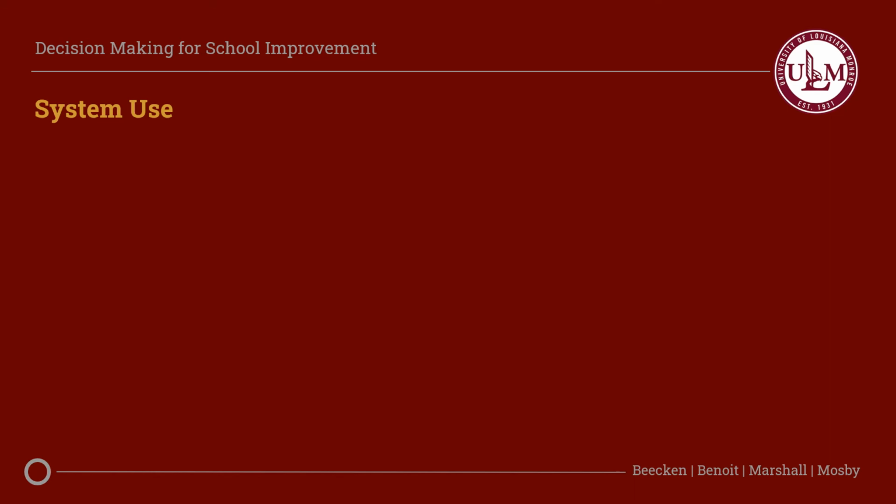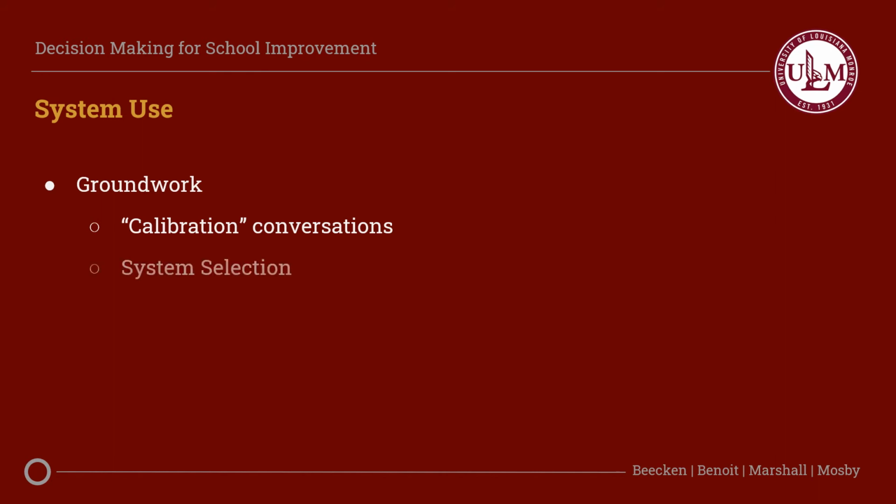Before use of the system, districts must be motivated to build the foundation for use of the data system. The groundwork to build the foundation includes several components. Number one, calibration. These are conversations that establish a common vision for data use. These conversations ensure that everyone is on the same page when it comes to expectations of the data use. Number two is selecting a system that fits the needs of the district. This selection will be easier to make if the vision of data use is clear from the calibration conversations.